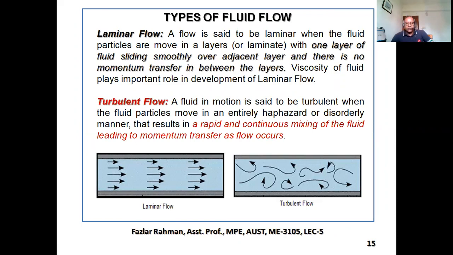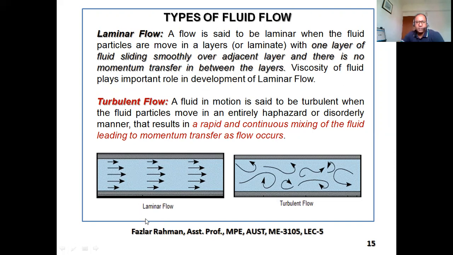Now, we need to see what is laminar flow and what is turbulent flow. A flow is said to be laminar when fluid particles move in layers. Laminar means one layer by another layer, with one layer of fluid sliding smoothly over the adjacent layer, and there is no momentum transfer between the layers. Viscosity of the fluid plays an important role in the development of laminar flow.